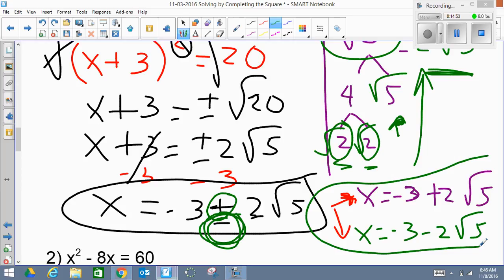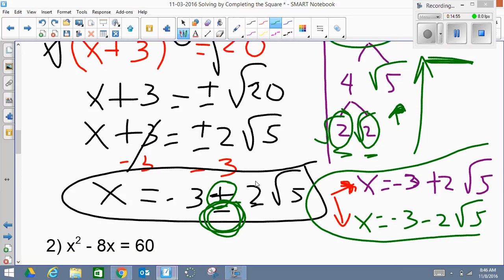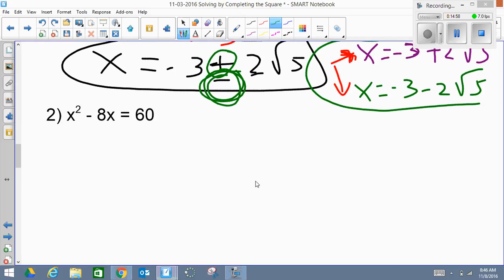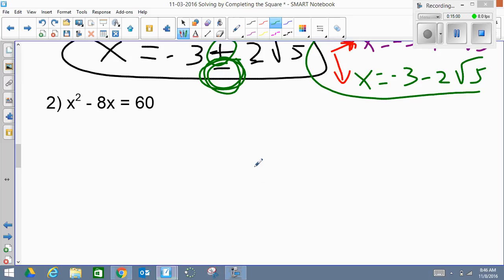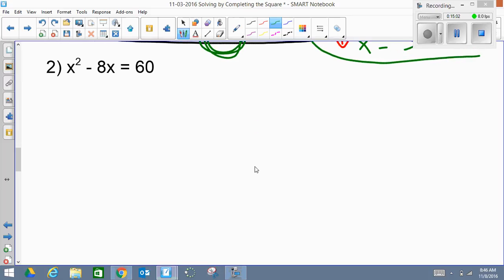Okay? Now, let's try one more. There we go. So we have x squared minus 8x equals 60. Okay, now again, I need to solve for x. I need to find the value of x.